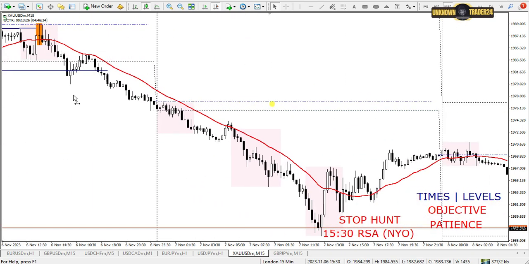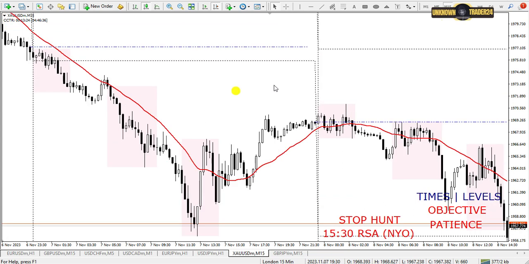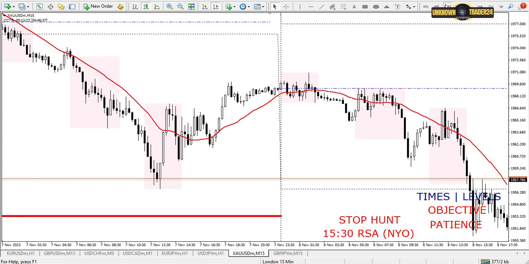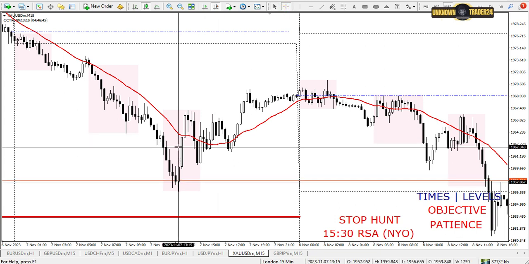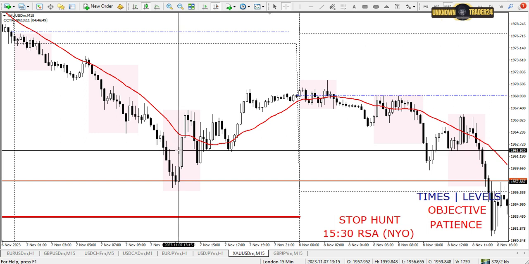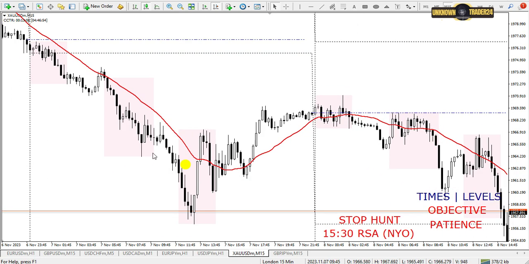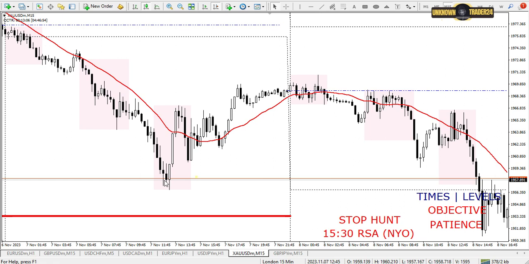I took this one. Okay, and now we are coming to Wednesday. Guys, these things can't be this perfect every day. This is amazing. Look at this time over here. This is 13:15. I told you sometimes the stop hunt will start at 15:00 or 15:15. In this case, they give a stop hunt back where? Back to the guys who are in profit.